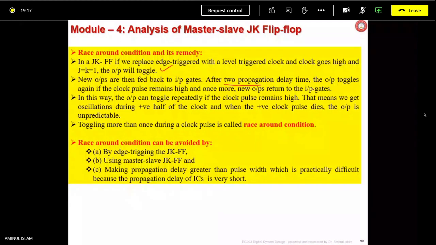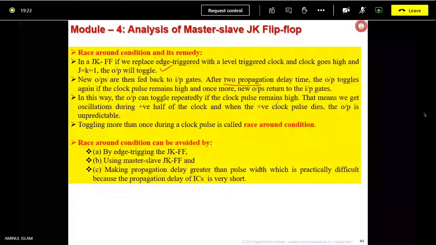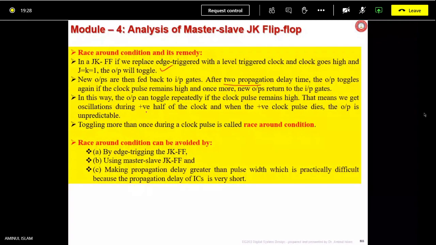The third bullet is telling that in this way the output can toggle repeatedly if the clock pulse remains high. That means we get oscillations during the positive half of the clock, and when the positive clock pulse dies, the output is unpredictable. This is the problem because we are not able to predict what output is actually stored last. It is the problem in the JK flip flop.